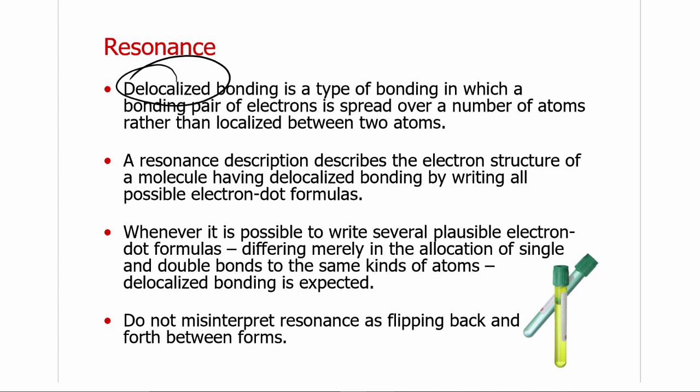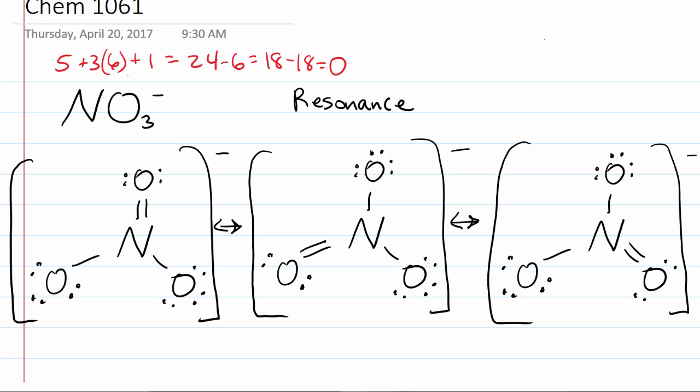Okay? So, delocalized bonding is what's happening here in resonance. This pair of electrons is not localized to this position. This pair of electrons is mobile and actually moves throughout the structure. Now, part of why that is significant, and part of why I'm getting these props together here, is this.